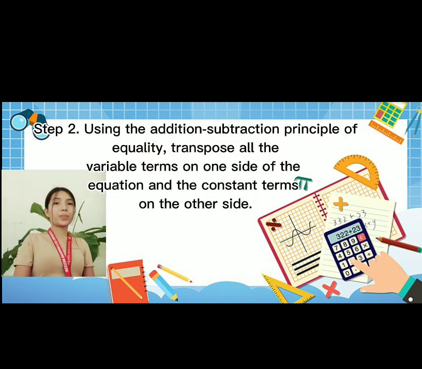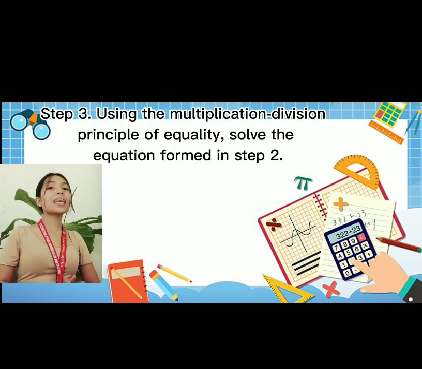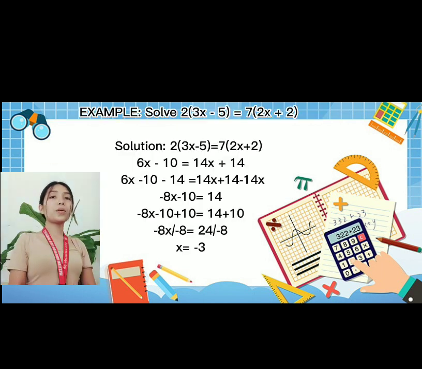Step number 2. Using the addition-subtraction principle of equality, transpose all the variable terms on one side of the equation and the constant terms on the other side. Number 3, the last step in solving a linear equation is, using the multiplication-division principle of equality, solve the equation formed in step 2.